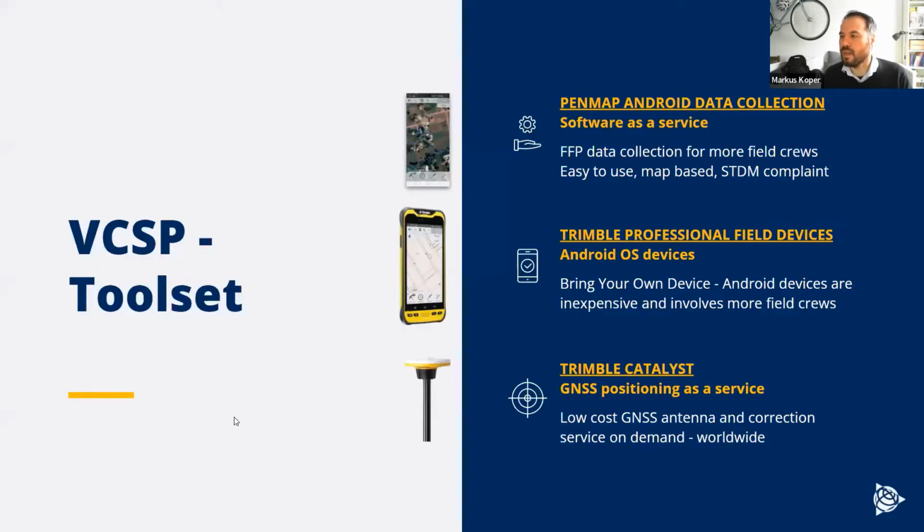So I talk about a tool set, and we worked together with the VCSP people with this tool set. We offered them Penmap for Android. This is an Android application which is ready to collect tenure data with multiple field crews. It's very easy to use. It's map-based, so you always see what you're doing. You can digitize on your map. You can, of course, work with GNSS.